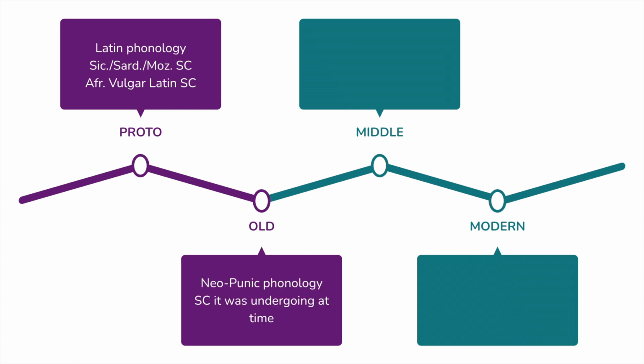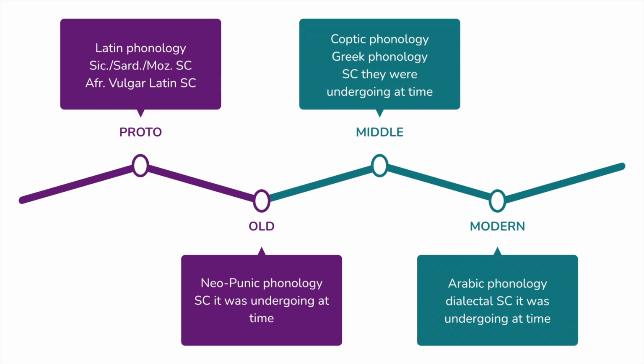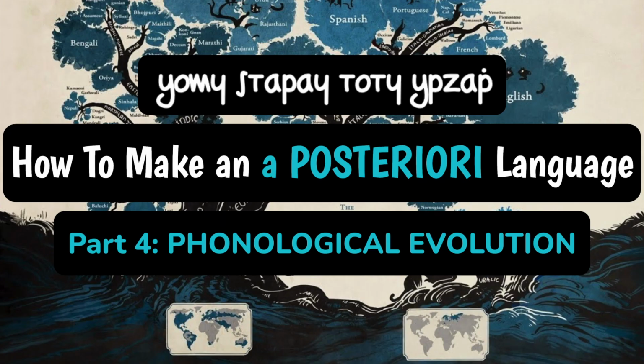In the next period, Paresi was influenced heavily by Neo-Punic in its phonology and grammar, and so I would put the Neo-Punic phonology as well as the sound changes it was undergoing at that time. We'll talk more about why sound changes per time is so important in the next video. Next comes Coptic and Greek phonology and their sound changes, and finally Arabic. This timeline will be incredibly useful in the future, when we start to evolve our proto-langs into our modern conlangs.